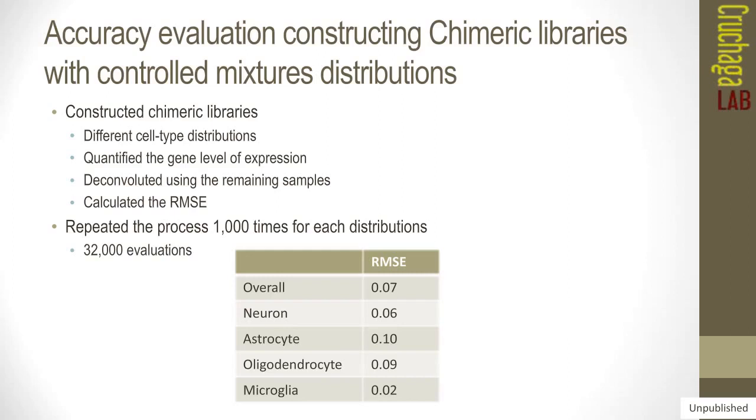We could compare the deconvolution percentages against the expected ones and get the error. So again, we measured the distance or the accuracy using the root mean square error. The overall error is about 0.07, which decomposes specifically for each of the cell types. Indeed, what we observed is that the error for astrocytes is the highest one with 0.10, followed by the oligodendrocytes, which is 0.09. Again, the microglia is the one that is most accurate. We believe this is because it's a completely different origin of cell type.